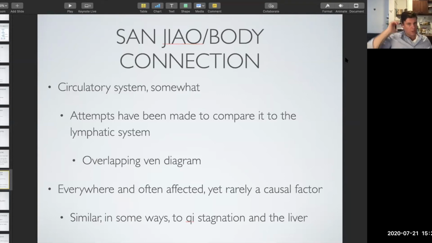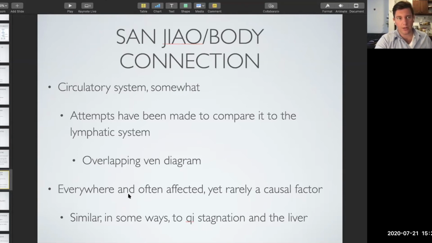So the Sanjiao also doesn't really have pathology. We're going to get to the pattern differentiation next. But when we say that the liver stagnates qi, it's stagnating qi in places, often within the Sanjiao. And so the Sanjiao is everywhere, connects everything, is the pathway through which most things move, and is affected all the time. But the Sanjiao itself doesn't create problems.